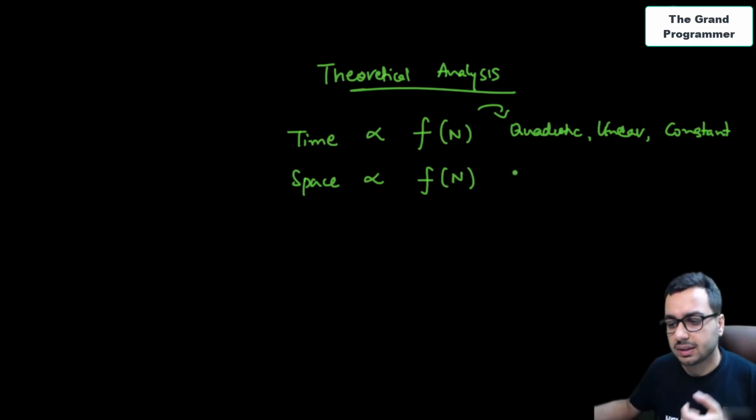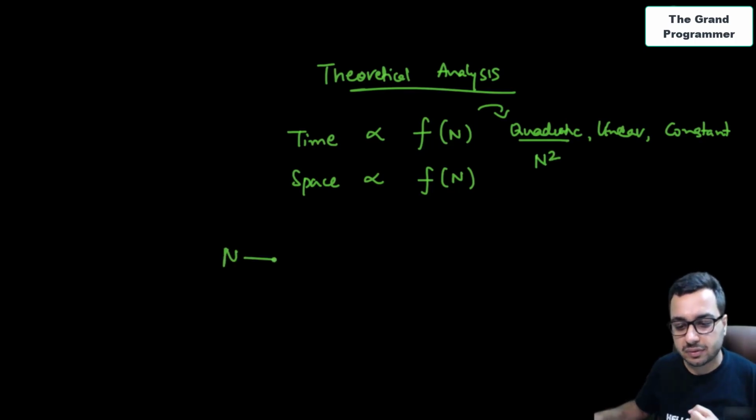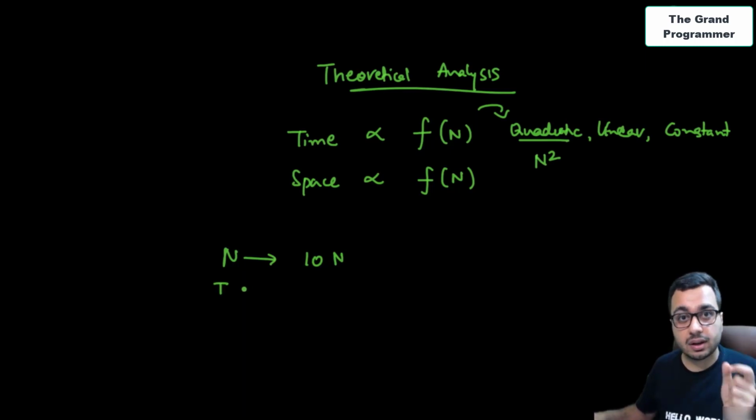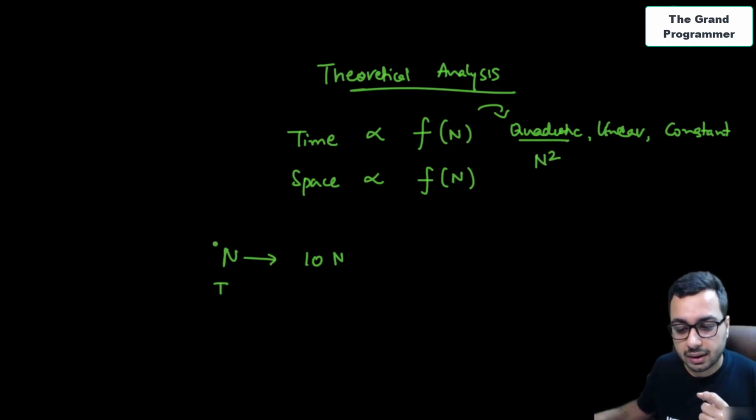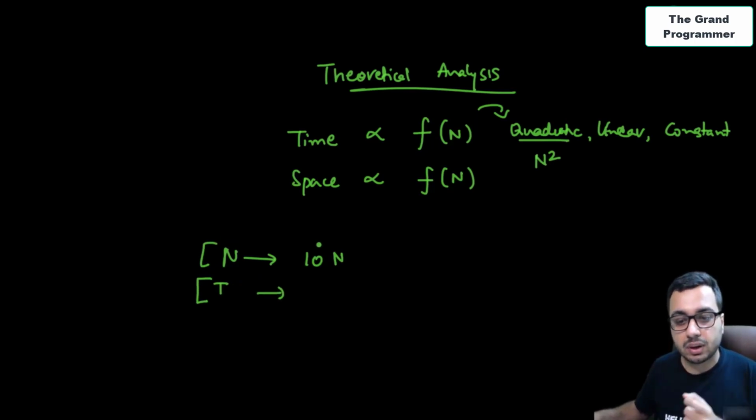If you have a quadratic function, we will say that time is proportional to n square. So if your number n changes from n to 10n, let's say, and your time for sorting n integers is t, then if you go from n to 10n, your time will go from t to 10 square into t.